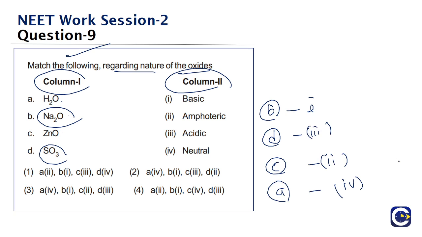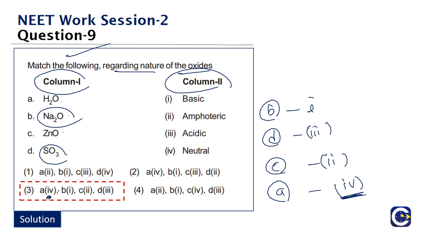So the correct matching is what? A is matched to 4, B is matched to 1, C is matched to 2, D is matched to 3. Check it. What is the correct matching? A is matched to 4. You can check it. B is matched to 1, C is matched to 2, and D is matched to 3. So this is the correct matching order in terms of the nature of these oxides.